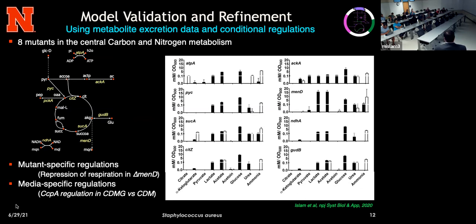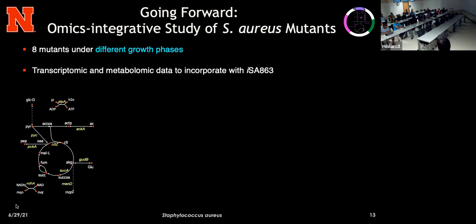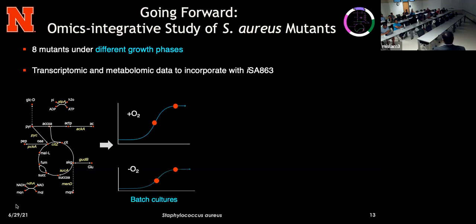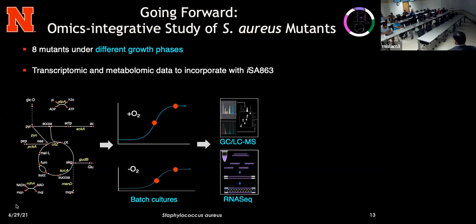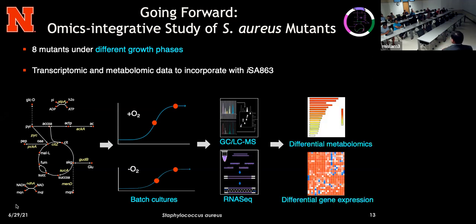Now, with this refined and curated metabolic model at hand, going forward, we wanted to answer the question of how mutants of Staphylococcus adapt to different growth scenarios and still grow when they were not supposed to grow. We went back to the same set of mutants, viewed them in different conditions, and collected data from different growth phases, did metabolomics and transcriptomics experiments, and obviously found differentially abundant metabolites and differentially expressed genes.